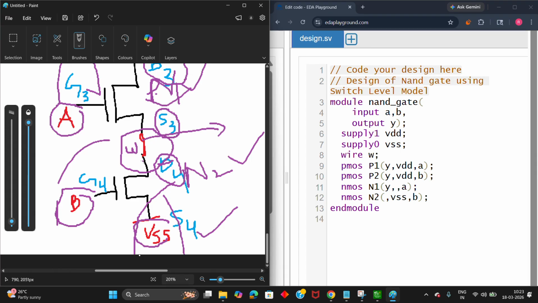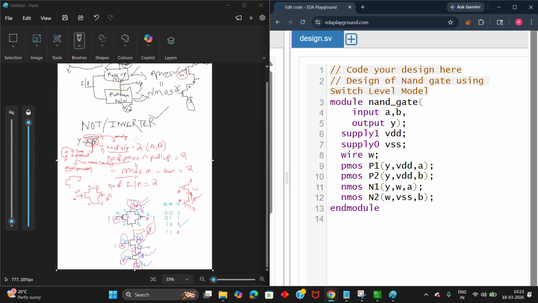Now the source terminal of N1 is connected with W, as well as the drain terminal of N2 is connected with W, so we are going to mention W and then W. That's it. I hope you understood when to use the internal wire. In this case we need to use an internal wire, and why we have used it, I explained very clearly.